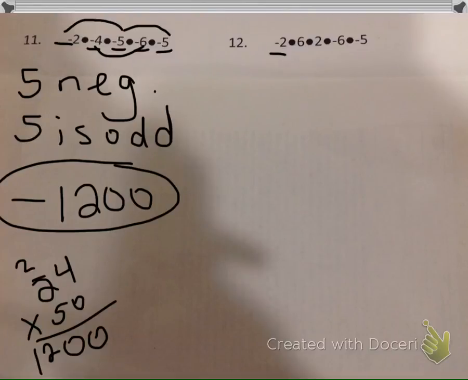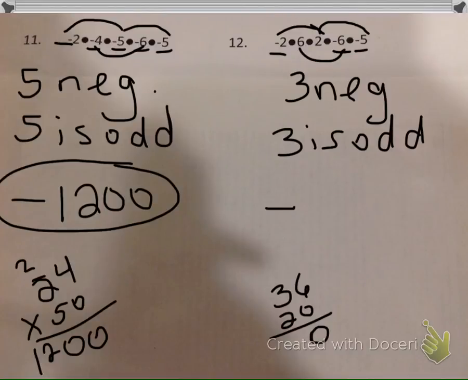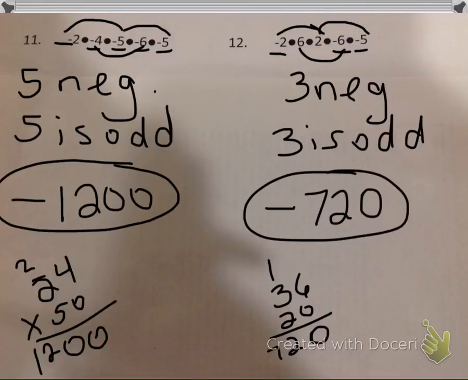Okay, number 12, I have 1, 2, 3 negatives. So 3 is odd, so my answer is a negative. Now we could do the multiplication. I would do, I don't know, 2 times 2 is 4, 4 times 5 is 20, and then 6 times 6 is 36. So 36 times 20 is easy enough really to do in your head, but that would be 720. We already figured out it's a negative answer.